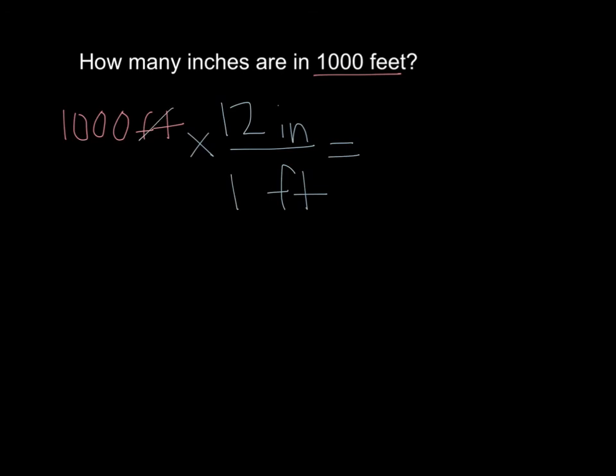I make sure that the feet I have on the top cancel with the feet on the bottom, and then I get my calculator. 1,000 times 12 is equal to 12,000. But I can't forget to write a unit. The unit that's left over on the top is inches, and that's my answer. 1,000 feet is equal to 12,000 inches.